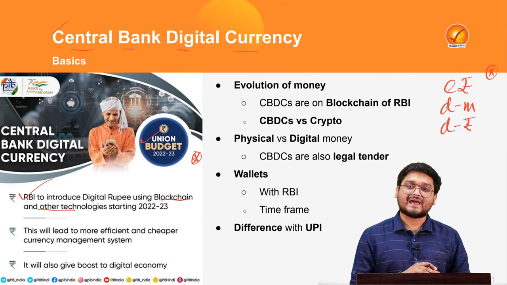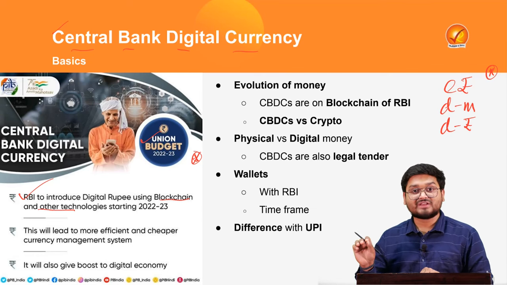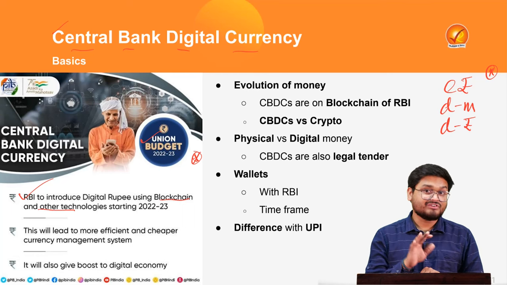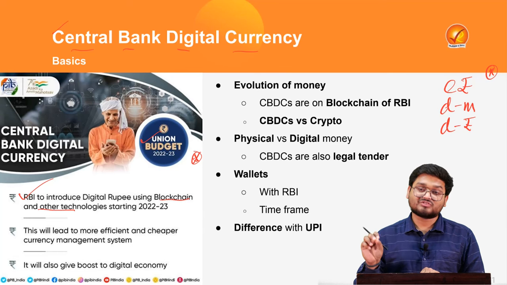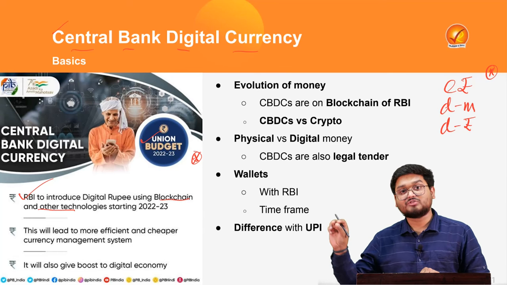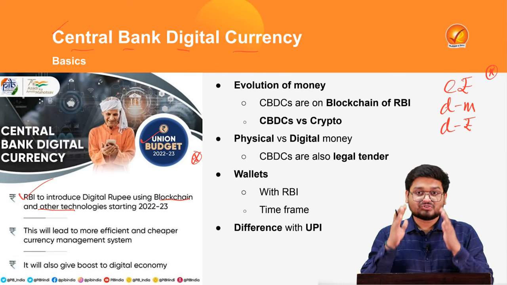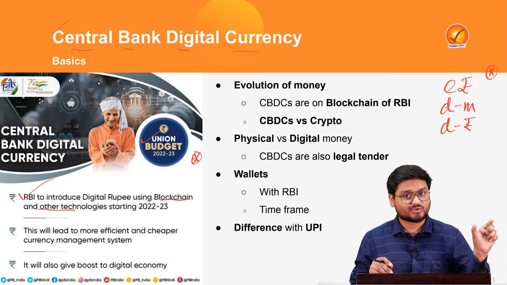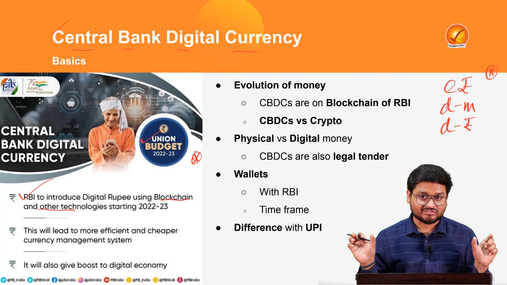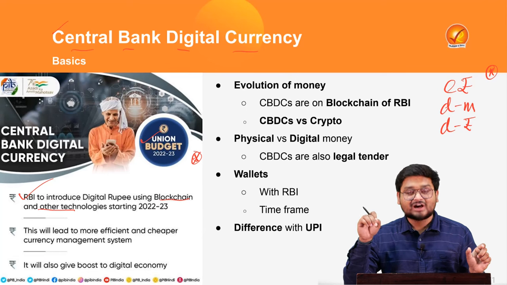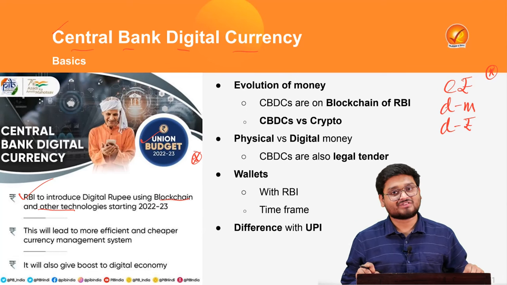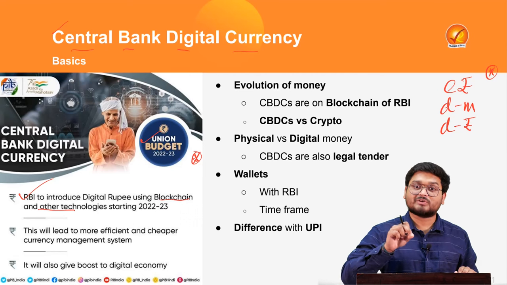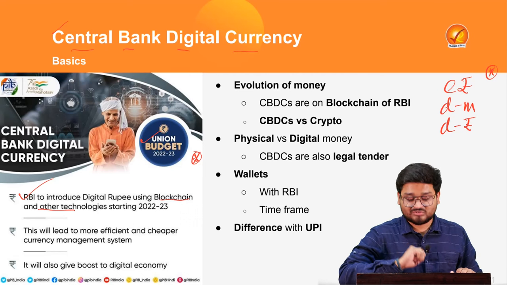Now CBDCs are actually based on RBI's own blockchain, and this is very different from Bitcoin, Ethereum or other cryptocurrencies which are based on blockchain technologies of various private individuals. Right, so this is the first main difference between cryptocurrencies and central bank digital currency. CBDCs are based on RBI's own blockchain, other cryptocurrencies are based on other blockchains. So we can understand CBDCs are actually based on the government of India's own blockchain or RBI's own blockchain.